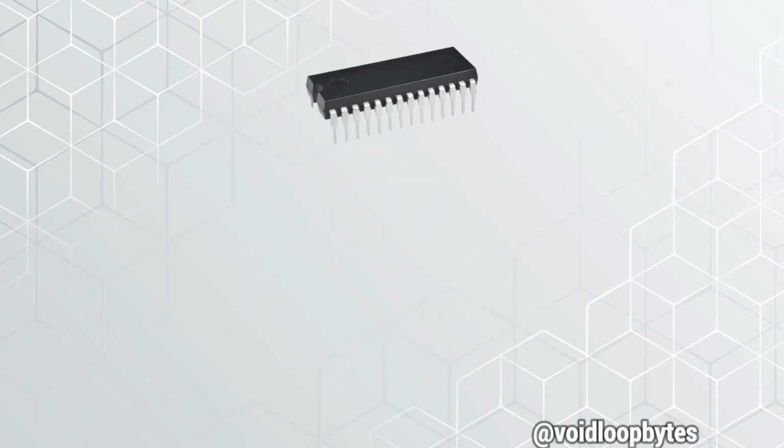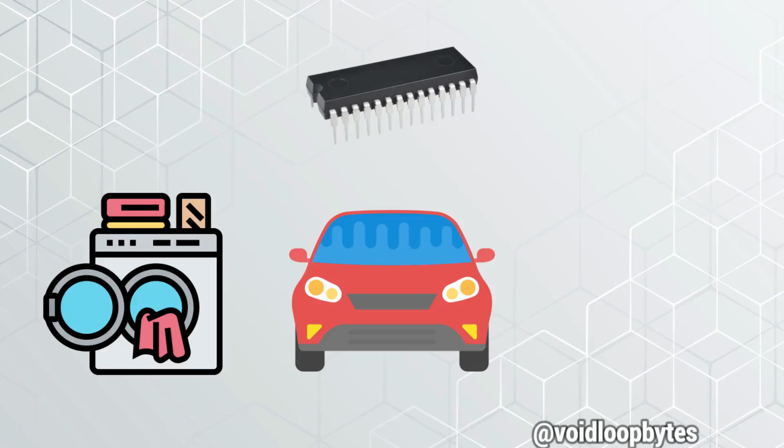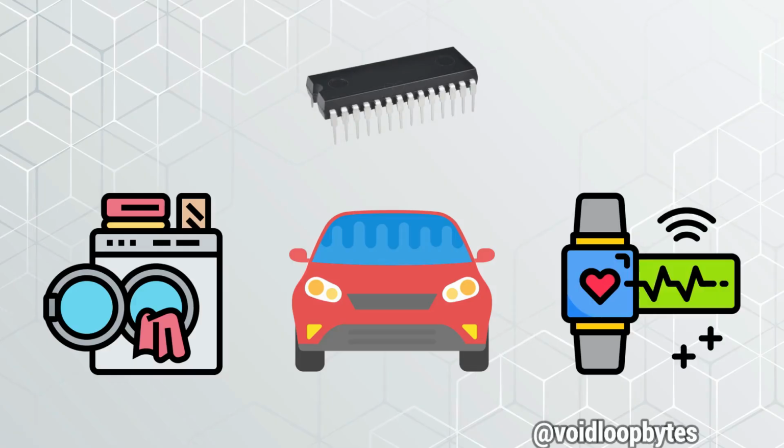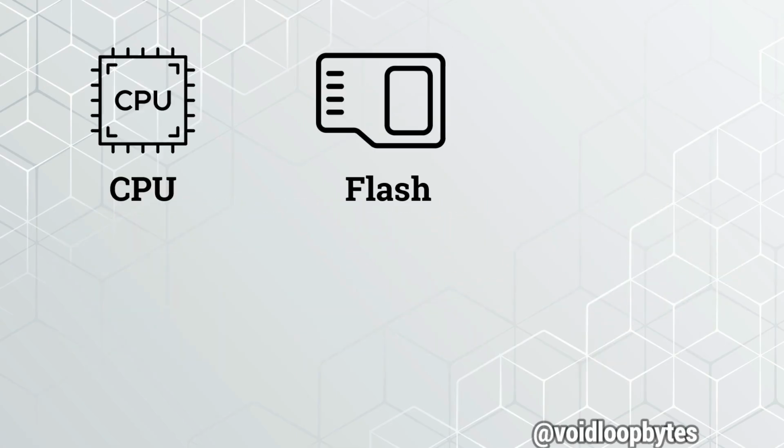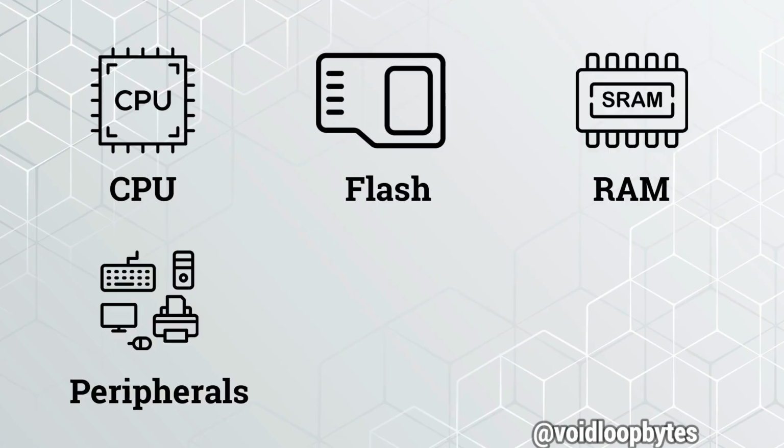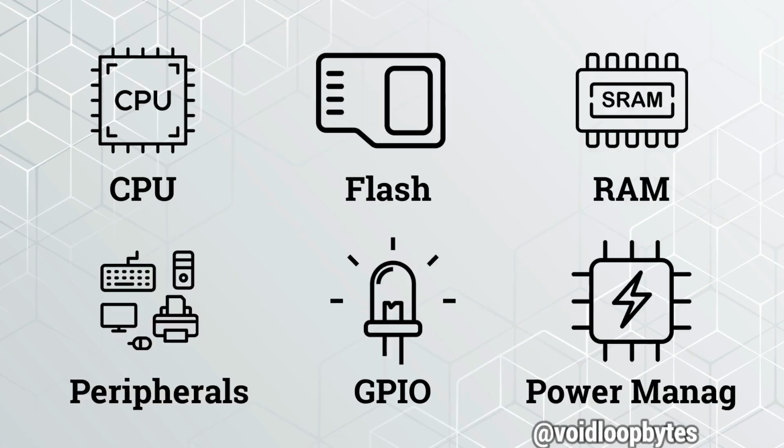Every time your washing machine starts, every time your car unlocks, and every time your smartwatch vibrates, a tiny computer makes thousands of decisions every second. That tiny computer is called a microcontroller. Today let us open up and see what is really inside a microcontroller: CPU, flash, RAM, peripherals, GPIO, and power management.